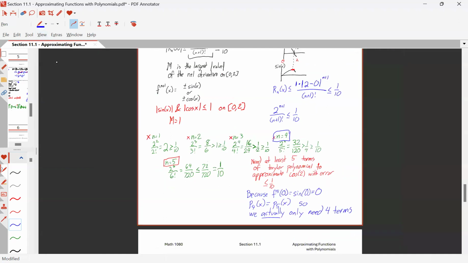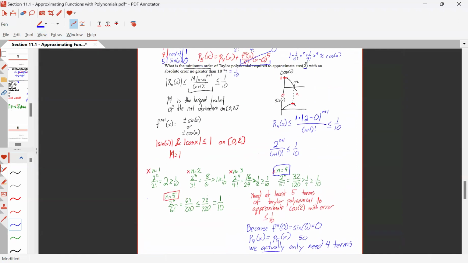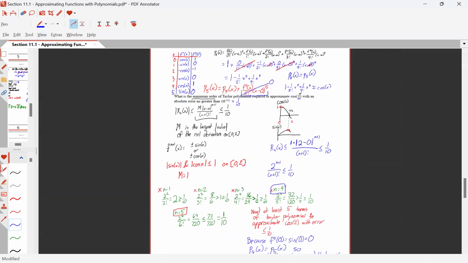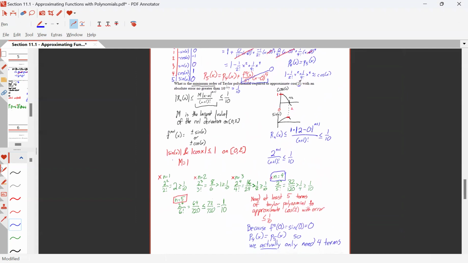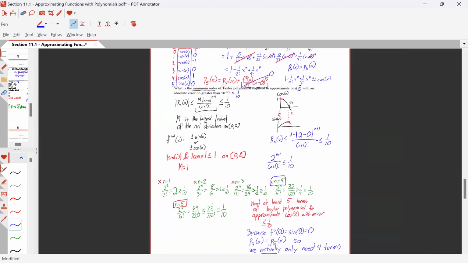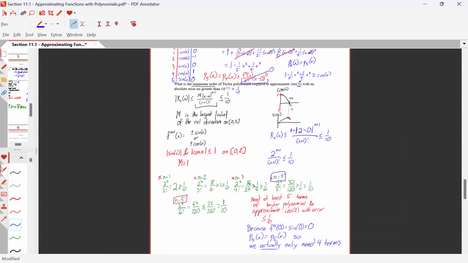Now, this little caveat is really only true because that next derivative was 0. So this is only going to happen, at least for this class, in cases of things like sine and cosine, where certain derivatives can be 0. But to answer our question, we need 5 terms.